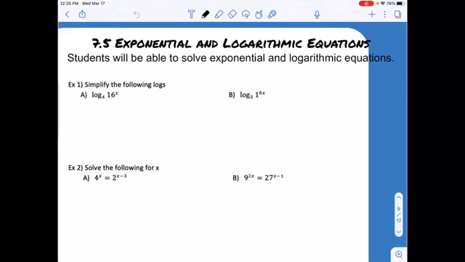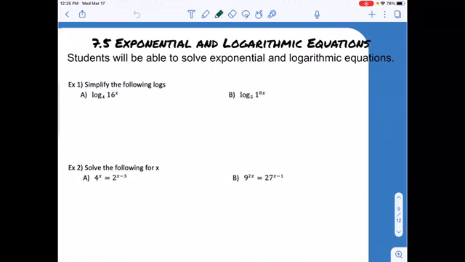Hello, today we are covering lesson 7.5, exponential and logarithmic equations. You guys will be able to solve these by the end of this lesson. So first of all, we are going to start by simplifying the following logs.